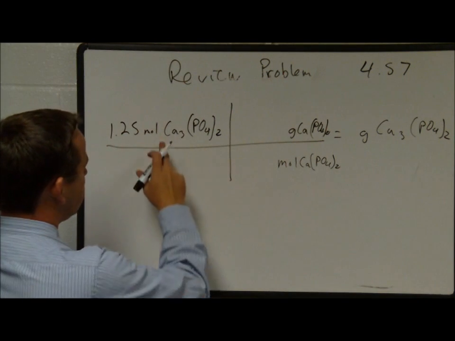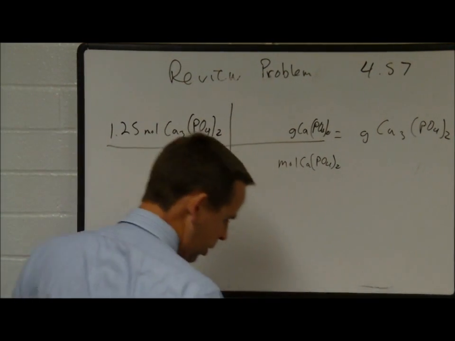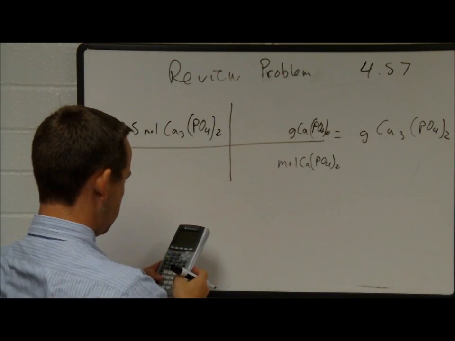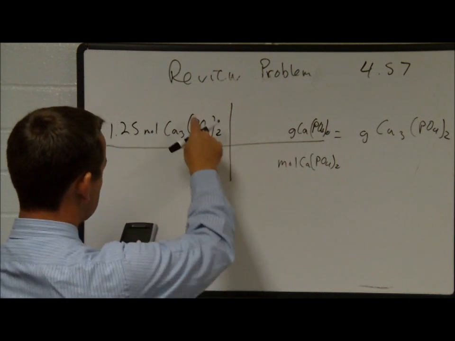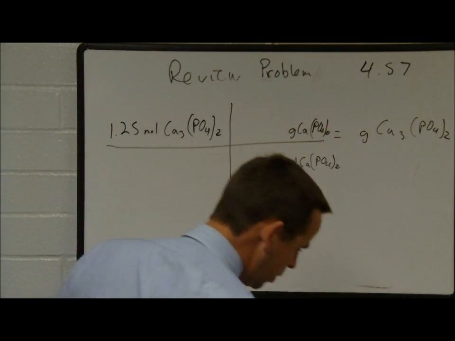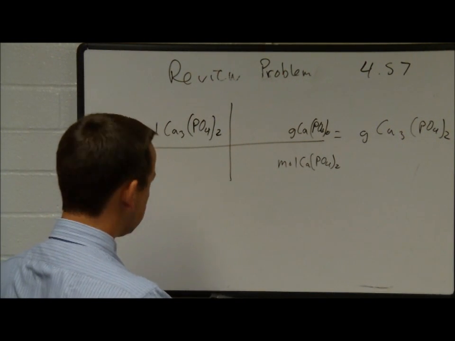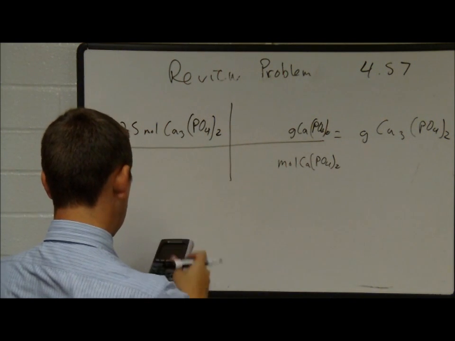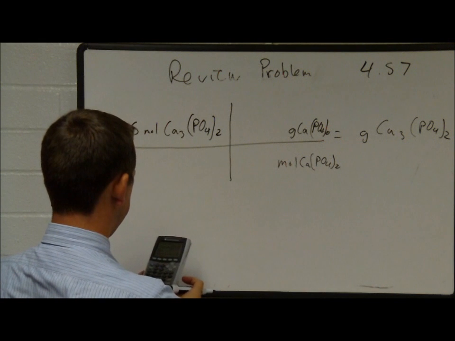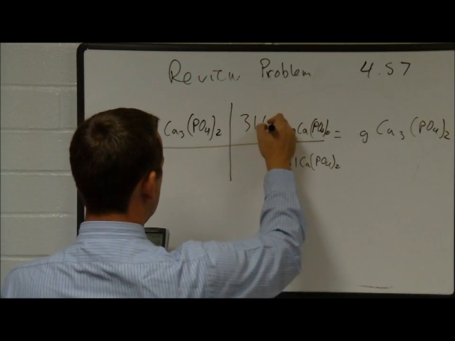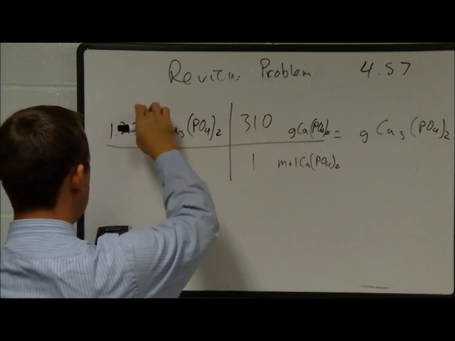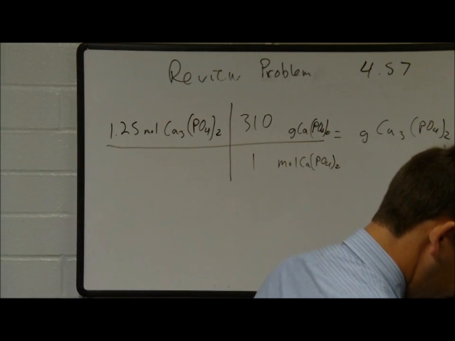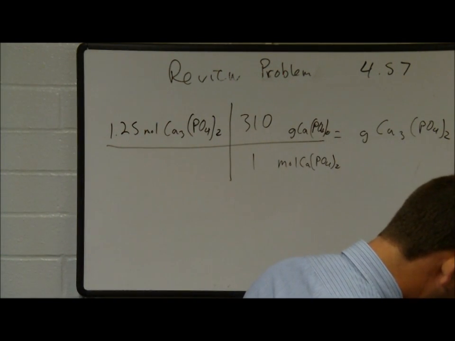All right, so calcium. Each calcium has a mass of 40.1. So there's 3, so 40 times 3. Plus 2 phosphorus is 31 plus 31. Plus 8 oxygens. So I'm getting a mass of 310 grams per mole about. So 310 times 1.25, 387.5. 387.5. And that is for 457.